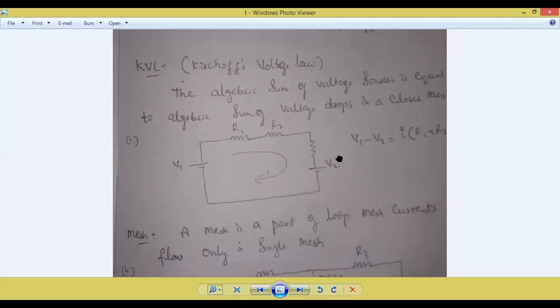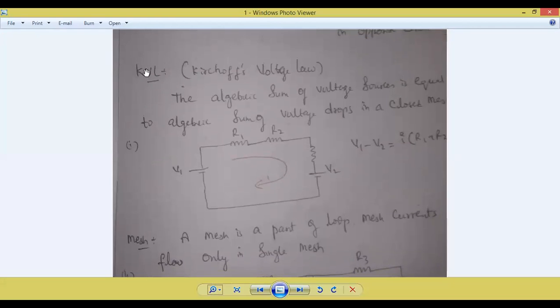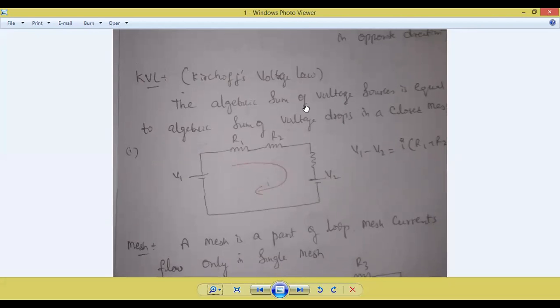Already I have applied here. Now all of you, what is this KVL? It says that... anyone read out? The first word is what? The algebraic voltage. Yes. Algebraic means in our language plus or minus. I don't know whether V1 is plus or minus, whether V2 is plus or minus. So we write the algebraic sum of voltage sources.